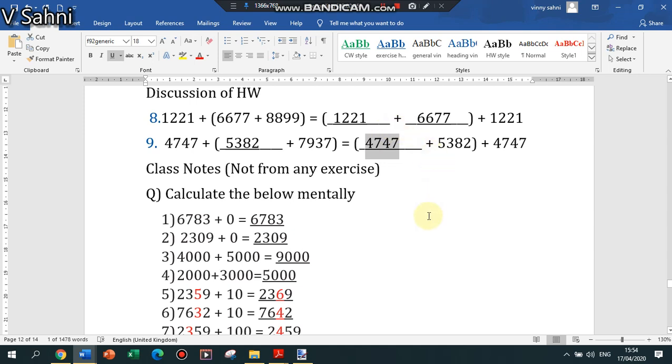And what is in grouping property? If there are 3 or more than 3 numbers, then they can be grouped in any way for addition. Am I clear? What is the difference between order property and grouping property?